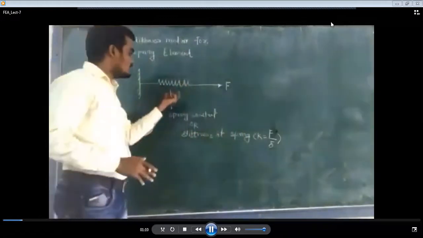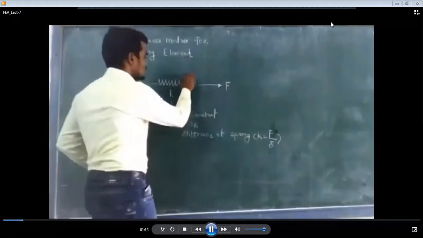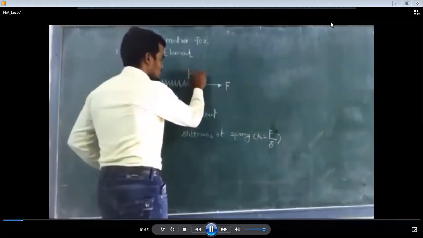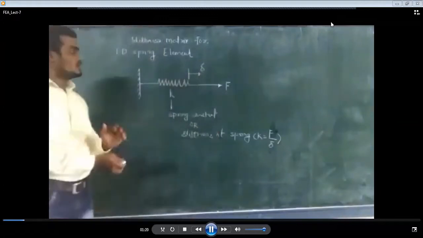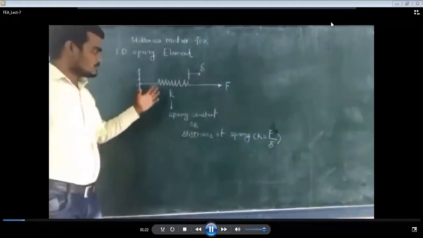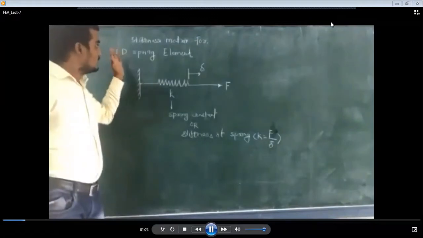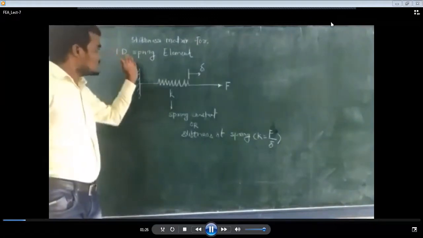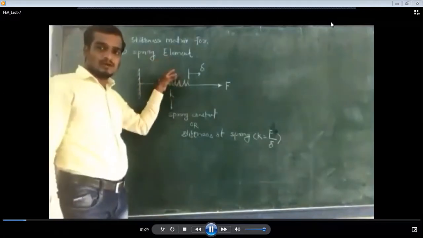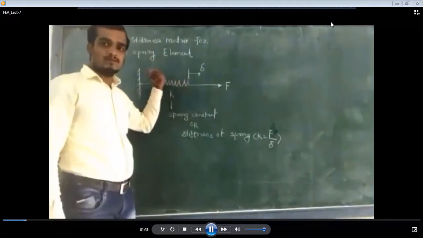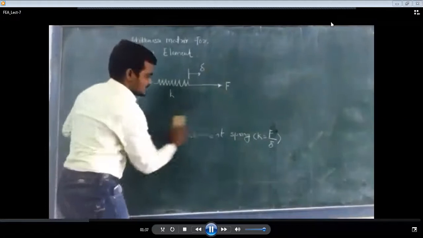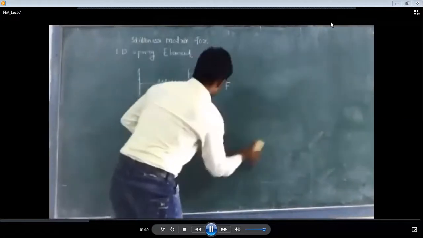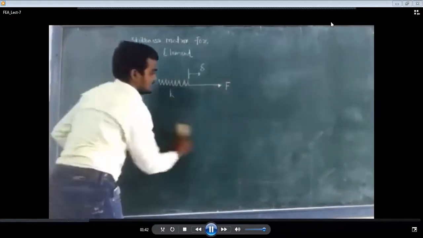This is the spring element with spring coefficient k, or you can say spring constant. k is nothing but F by delta. F means the amount of force required to deflect the spring by a unit amount delta. We will derive this stiffness matrix in a similar way to how we derived the stiffness matrix for the one-dimensional bar element.